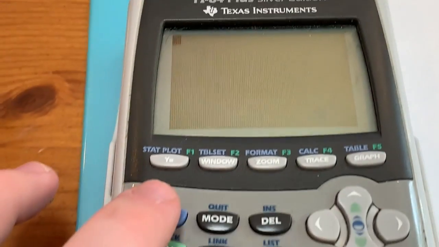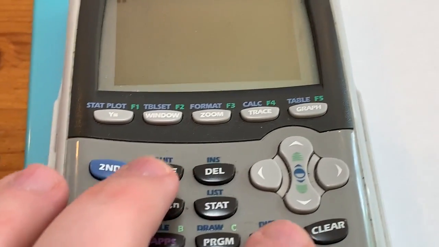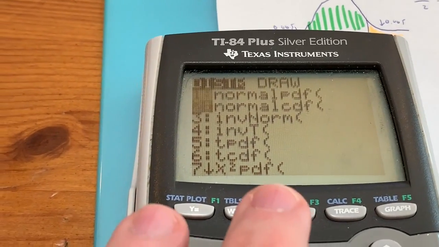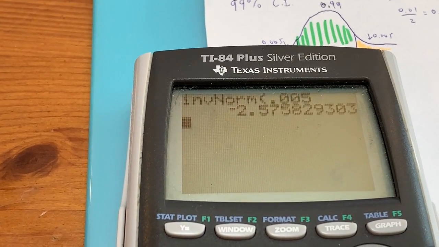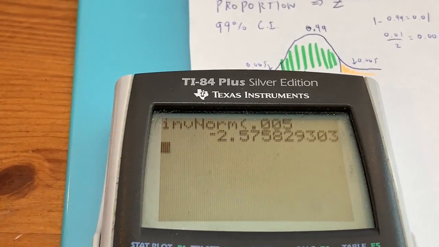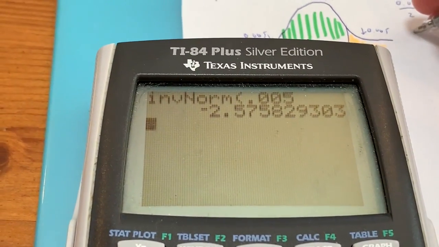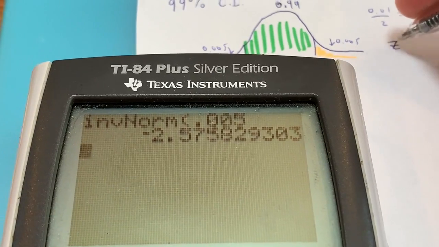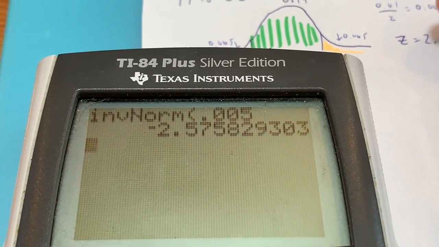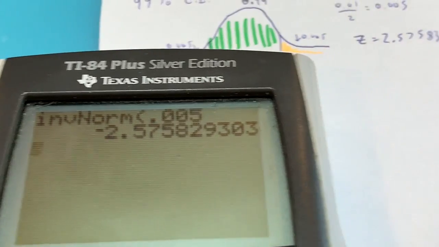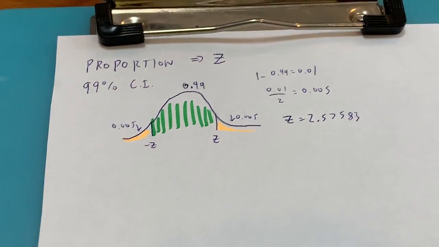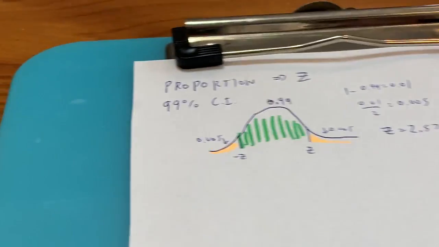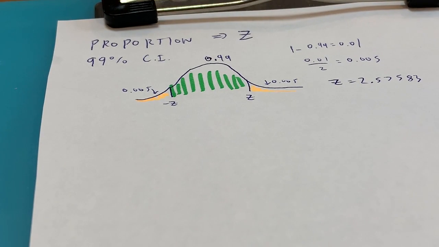So here we go. Remember, we do second and vars for distribution. We would pick the third one, inverse normal, and then we're going to go with 0.005. And then the answer is, we can just drop the negative sign here. The z-score is going to be positive 2.57583. There we go. That would be the z-score to use for a 99% confidence interval if you've got a proportion problem. And it doesn't matter what the sample size is, that's the z-score that's going to be used.